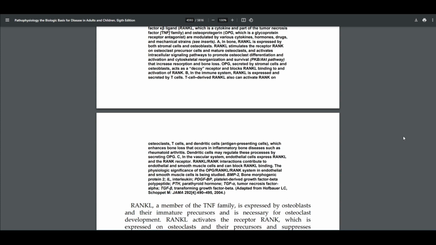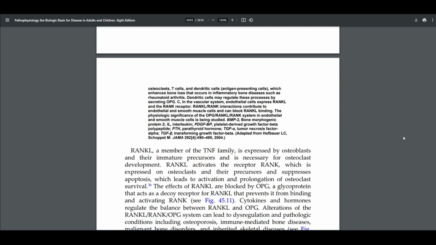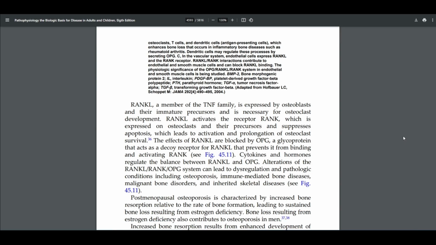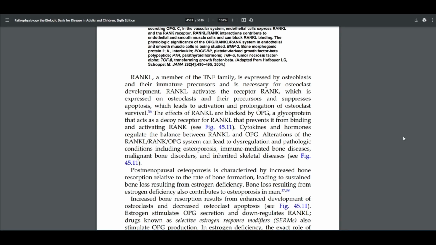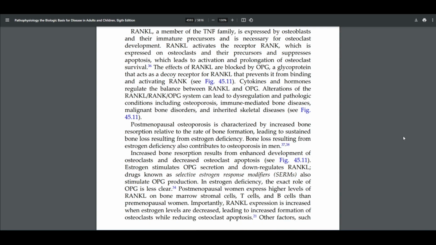RANKL, a member of the TNF family, is expressed by osteoblasts and their immature precursors, and is necessary for osteoclast development. RANKL activates the receptor RANK, which is expressed on osteoclasts and their precursors, and suppresses apoptosis, which leads to activation and prolongation of osteoclast survival. The effects of RANKL are blocked by OPG, a glycoprotein that acts as a decoy receptor of RANKL that prevents it from binding and activating RANK.